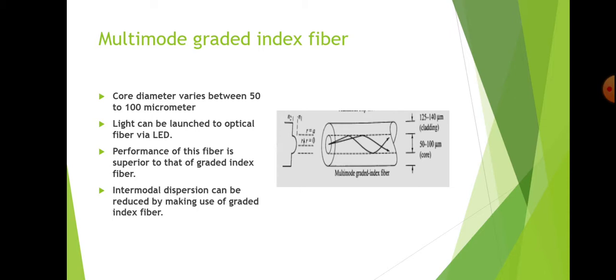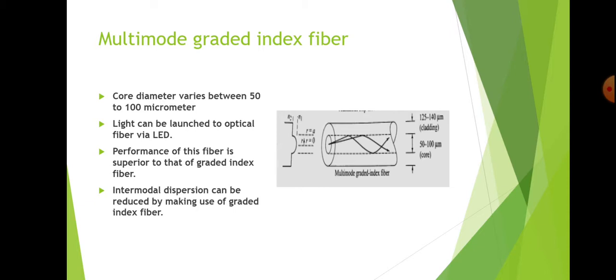And in this fiber, the core diameter varies between 50 to 100 micrometer. That means core diameter is large compared to that of the single mode fiber. Because of the larger dimension, it is easier to launch power from an optical source to multimode graded index fiber. For example, a diffuse source like a light emitting diode can be used to launch optical power to a multimode fiber.